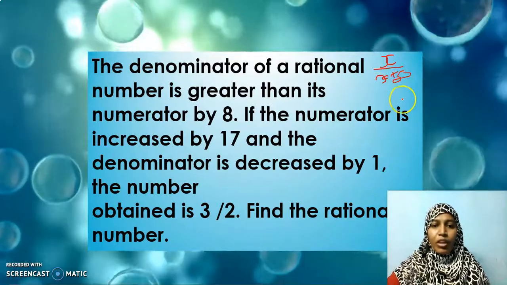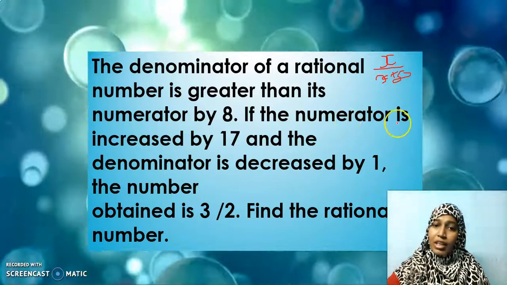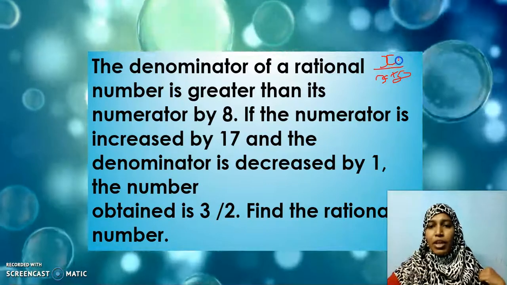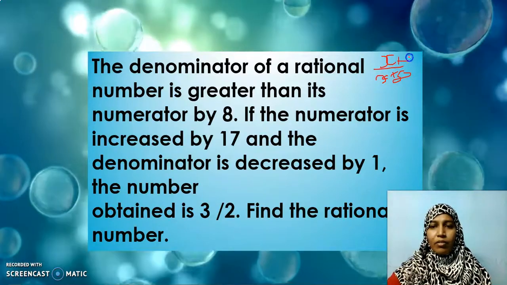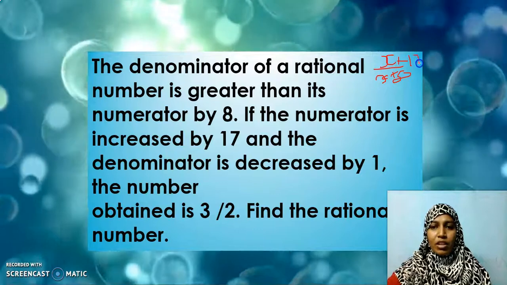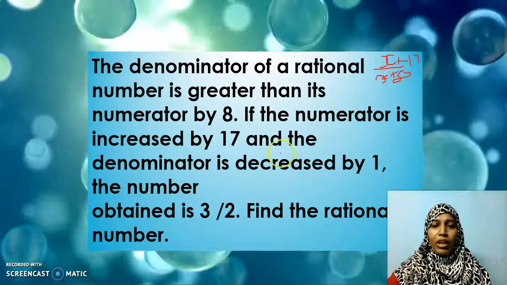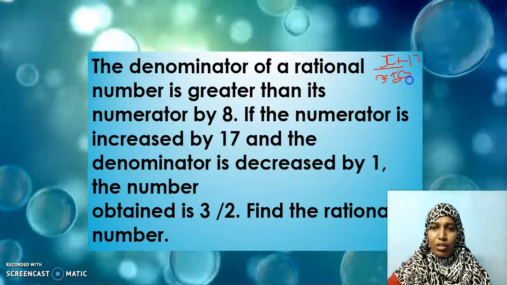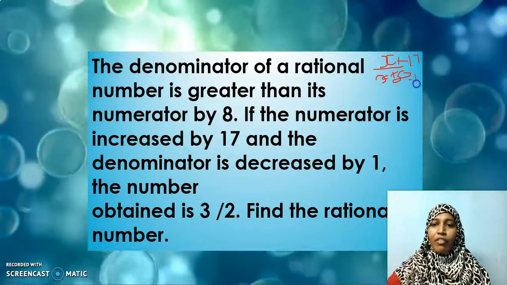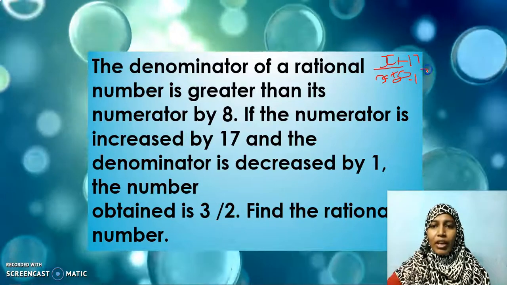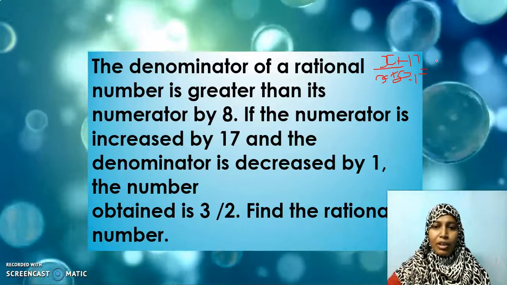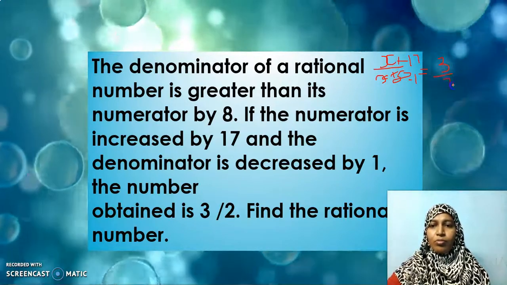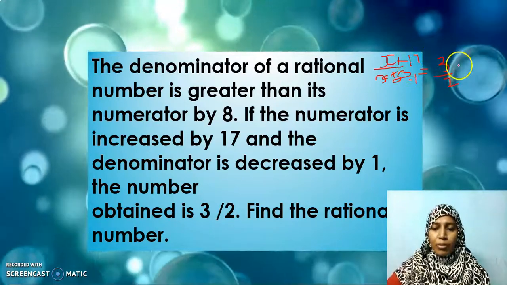If the numerator is increased by 17, now I am going to increase this numerator by 17. So I will get x plus 17. And the denominator is decreased, so subtract 1 from it. If I do that, what do I get? I get a rational number which is equal to 3 by 2. So this is my required equation.